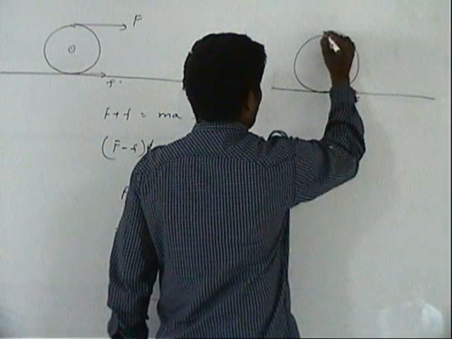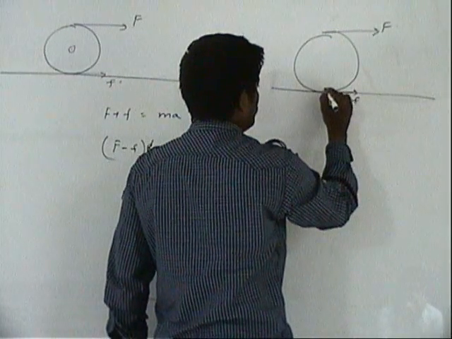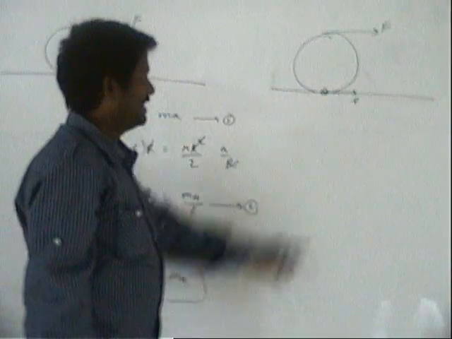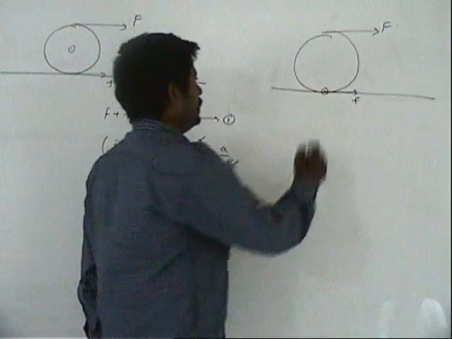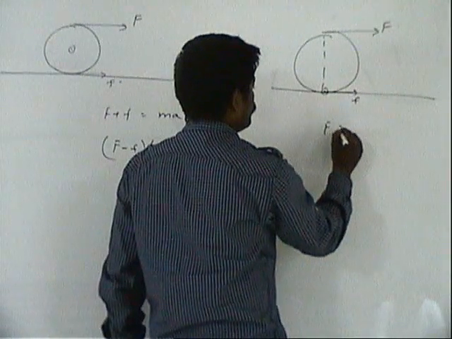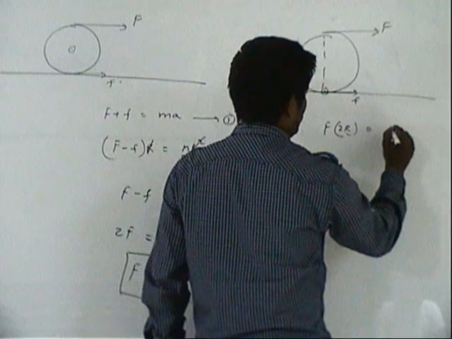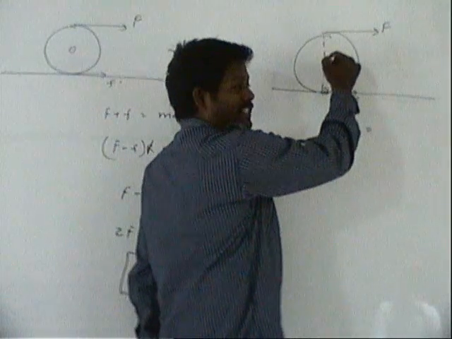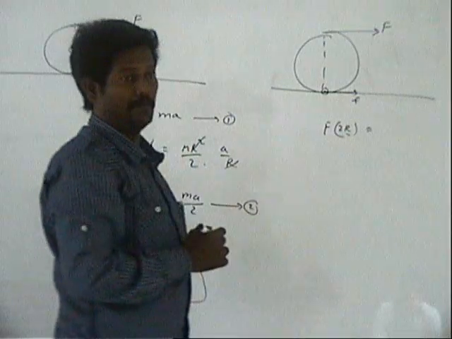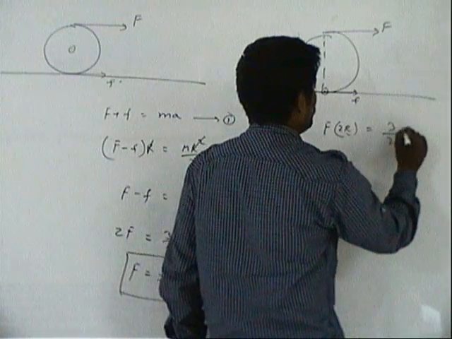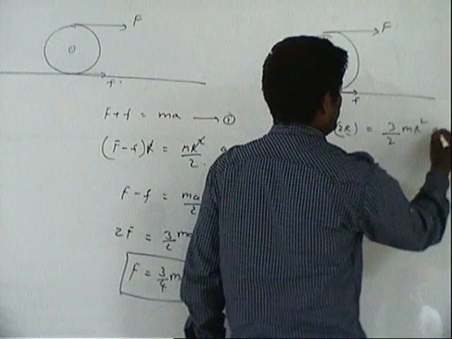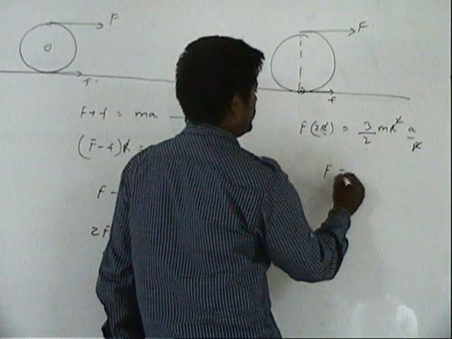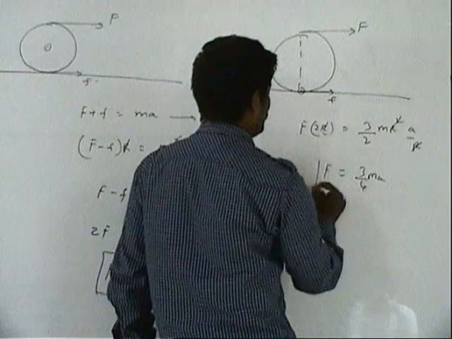The other way is that we can take only one equation directly. Suppose the frictional force is here and the force direction is here. I want to take torque about the point encircled here. If that is the case, the frictional force does not provide any torque. There is only one torque, that is F into 2R. Torque is I alpha. About which point are we finding the torque? About the same point I should take. So we can use the parallel axis theorem: mR square by 2 plus mR square, 3 by 2 mR square, alpha. Alpha is a by R. One R gets cancelled and here R gets cancelled. Therefore, F is 3 by 4 ma. So in one step, we get the same answer.